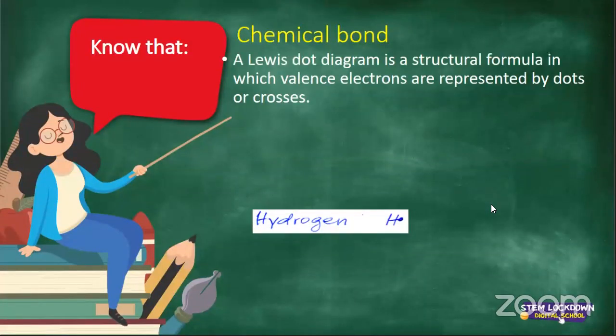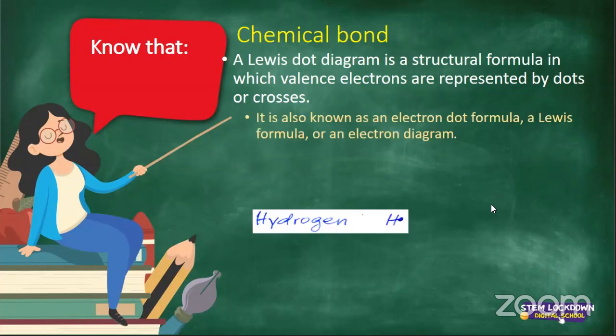Right, let's look at what we call Lewis dot diagram. So what is this Lewis dot diagram? It's a structural formula in which valency electrons are represented by dots or crosses. Right, it is also known as electron dot formula or Lewis formula or electron diagram.